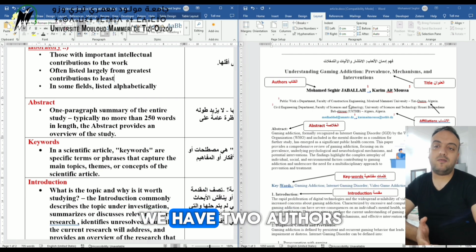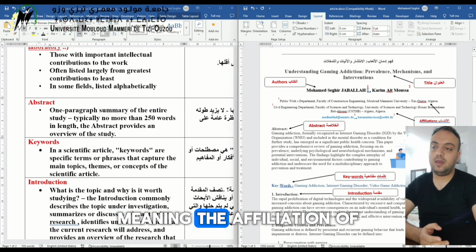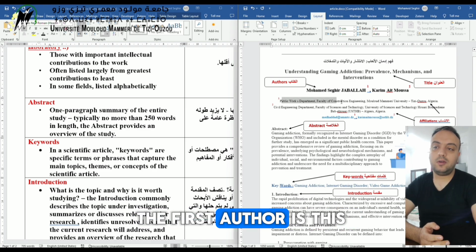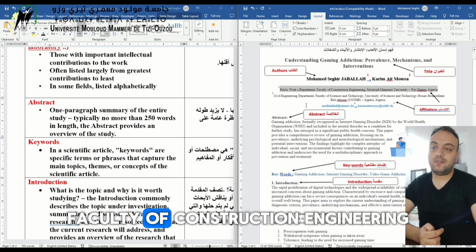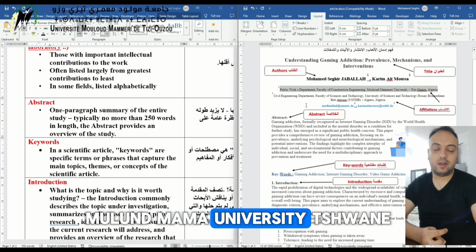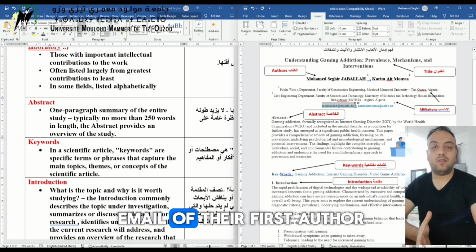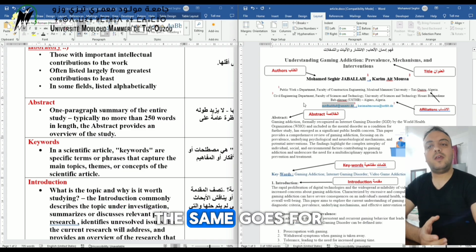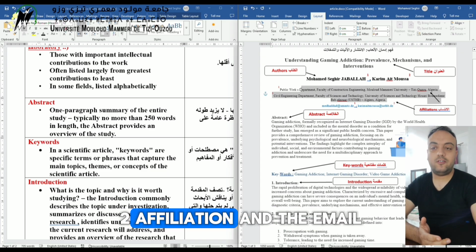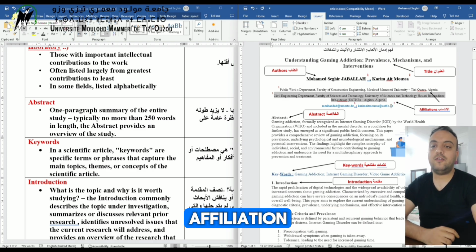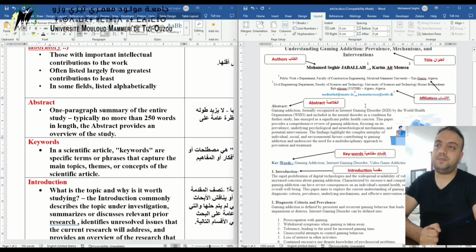In this case, we have two authors. The number one, meaning the affiliation of the first author, is the Public Works Department, Faculty of Construction Engineering, Mouloud Mammeri University, Tizi Ouzou, Algeria. And this is the email of the first author. The same goes for author number two: we have the number two affiliation and the email of the second author.